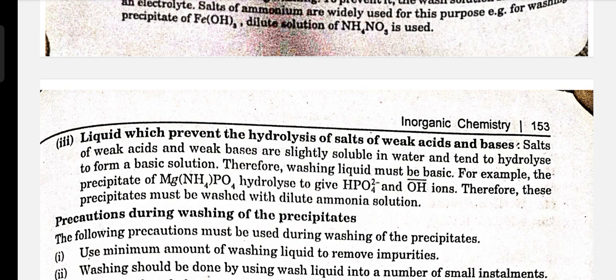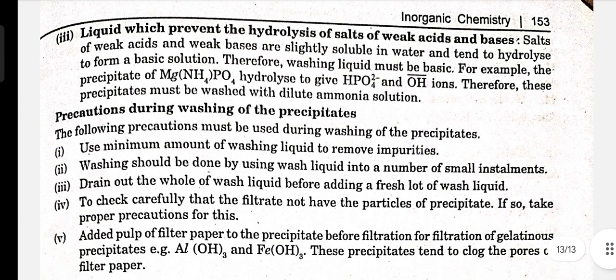Number 3, liquids which prevent the hydrolysis of salts of weak acid and base. Salts of weak acids and weak bases are slightly soluble in water and tend to hydrolyze to form a basic solution. Therefore, the washing liquid must be basic. For example, the precipitate of MgNH4PO4 hydrolyzes to give HPO4 2- and OH-. Therefore, these precipitates must be washed with dilute ammonium solution.